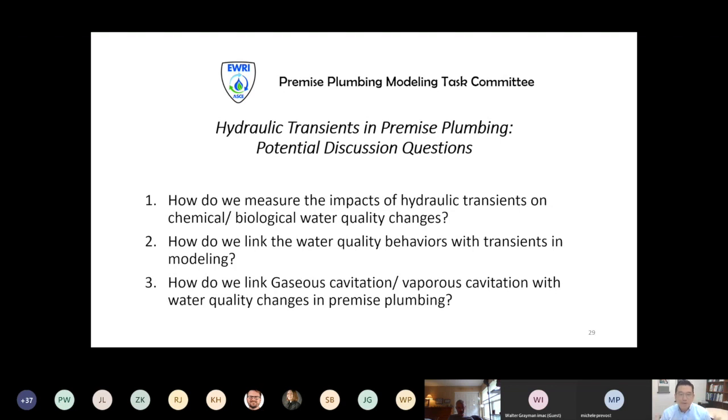So is it EPS, extended period simulation modeling? Is it enough? That's questionable. And then how do we link gaseous cavitation or vaporous cavitation with the water quality changes in premise plumbing? I personally very much suspect that banging sound or noisy plumbing system, as well as milky water, might be correlated very significantly with the gaseous cavitation or possibly vaporous cavitation in our plumbing system as well.